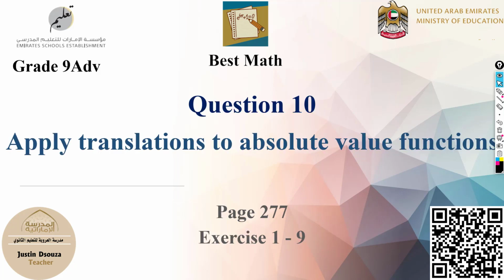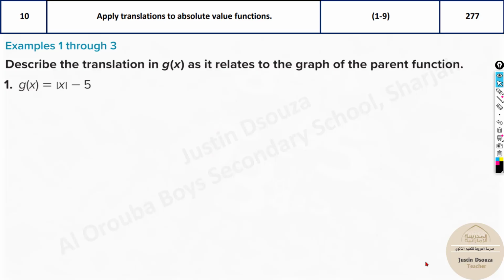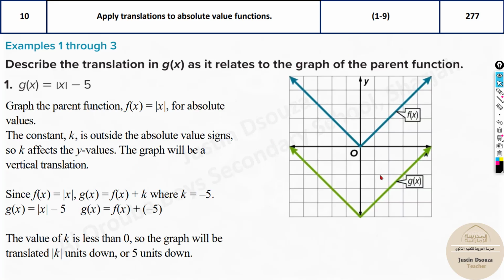Question number 10 is to apply translations to absolute value functions. Now we know absolute value functions. Let's look at the graph. It looks something like this. Okay, this is the parent function of the absolute value function. How do we know its translation? Since this is question number 10, I'll tell you the direct shortcut method.